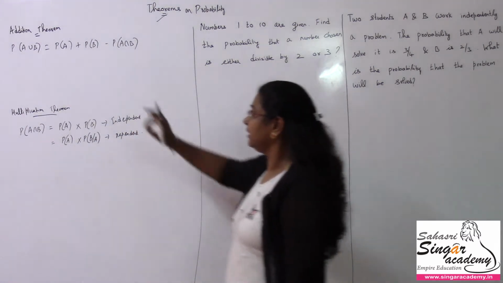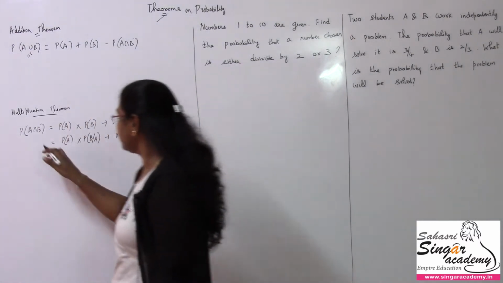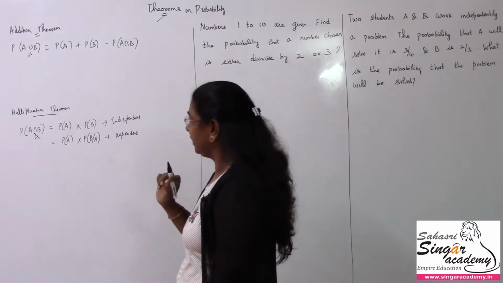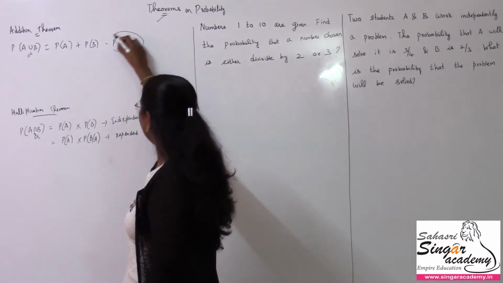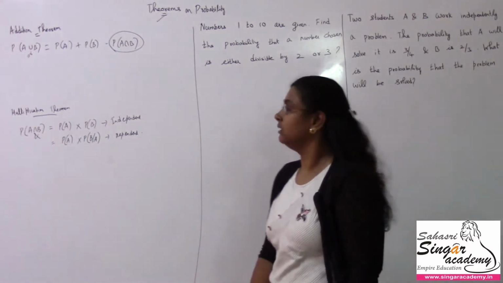Addition theorem is for A or B, right? Multiplication theorem is for A and B. If you have a close look at the addition theorem and the multiplication theorem, here also there is an event A and B, and there also there is an event A and B.